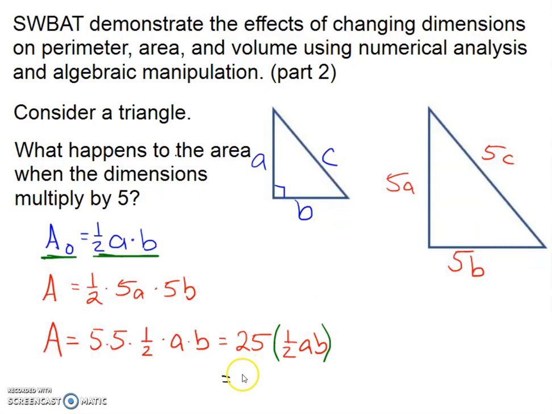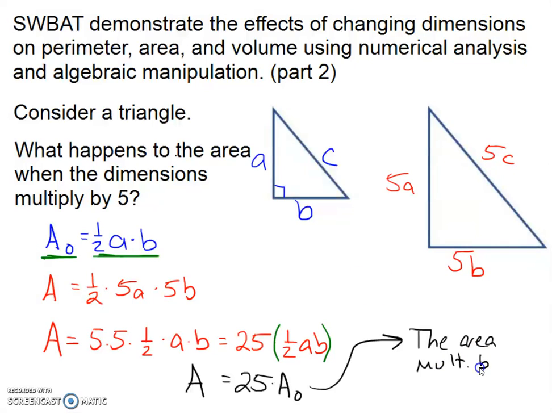Running out of space here, but I'm almost done. So this is equal to 25 times A sub 0. I'm going to bring the A down again just to make this clear. What this mathematical statement says is the area of the triangle is equal to 25 times the original area. That's the answer. You probably already knew this because you've done examples like it before, but this work, again, has now proven it for every triangle. So our answer is the area multiplies by 25.